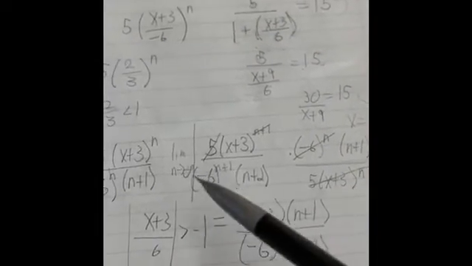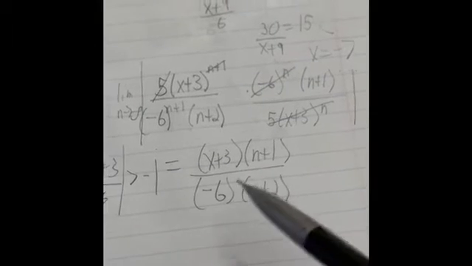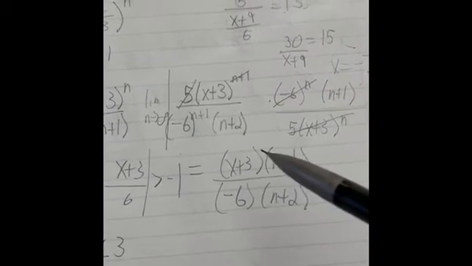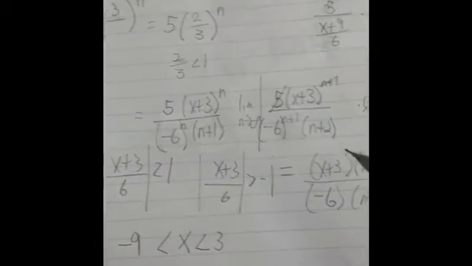And then if we take the limit as n goes to infinity, we see that this will get crossed out, leaving this as just negative 6. The 5's will cancel out. X plus 3 to the n plus 1 will cancel with this, just leaving x plus 3, and n plus 1 will stay the same, and n plus 2 will stay the same. So we're left with this, and by taking the limit to infinity, we'll have x plus 3 over negative 6.